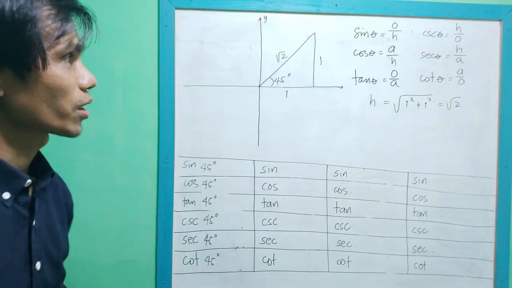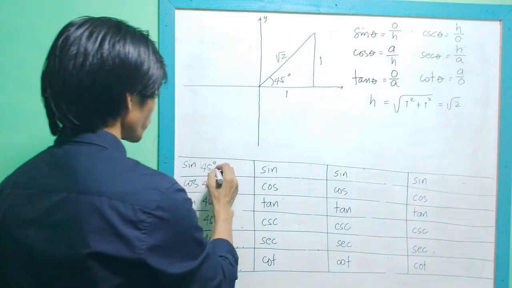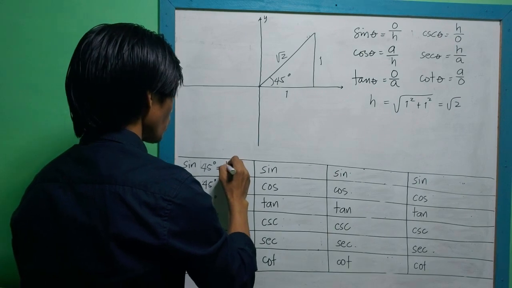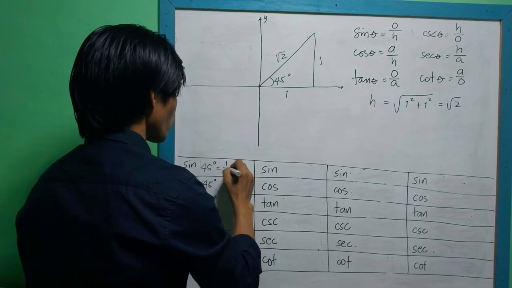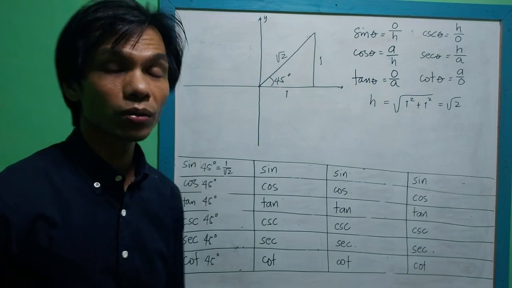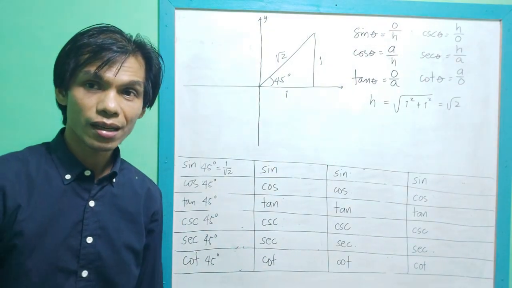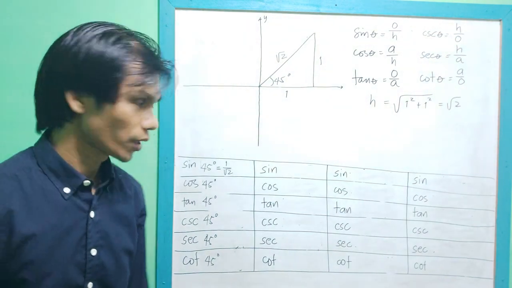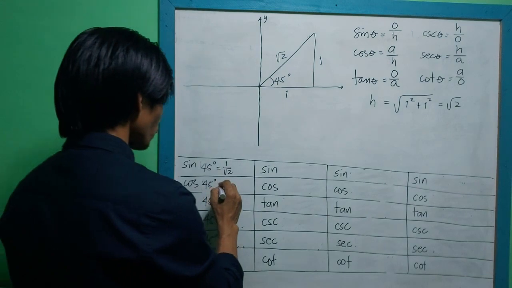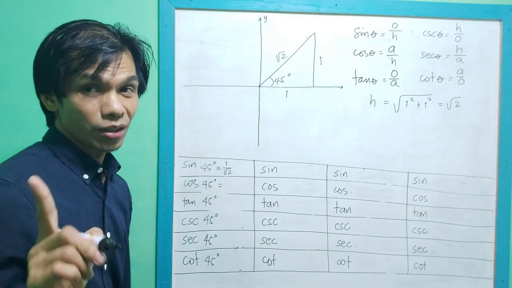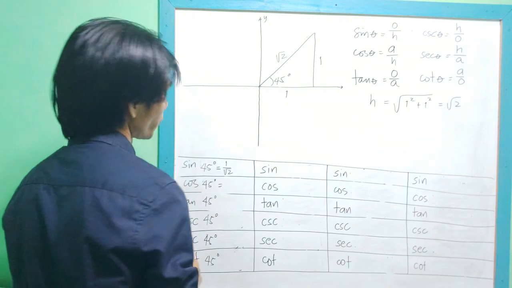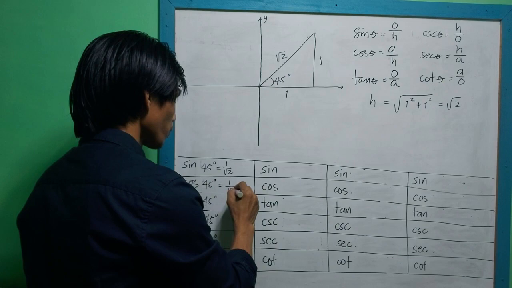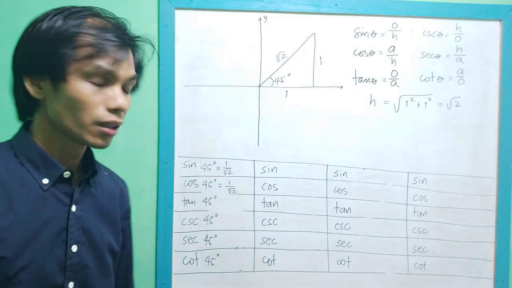Ano ulit yung sine natin? Opposite over hypotenuse, and that is 1 over square root of 2. Sa calculator, ano yung 1 over square root of 2? Or kung i-rationalize mo ay square root of 2 over 2, 0.707. Okay? So, cosine. Siyempre, ang cosine at saka sine, pareho sila dito. 45 pareho yung value ng leg eh. So, 1 over square root of 2 din. Did you get it? Okay?